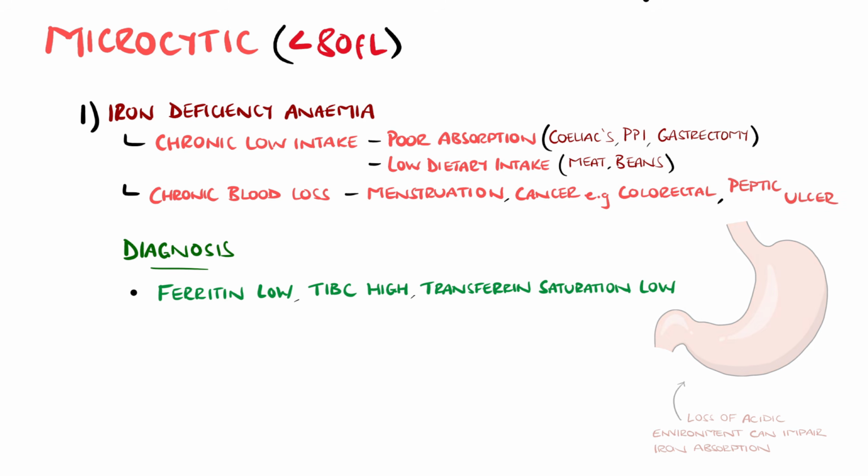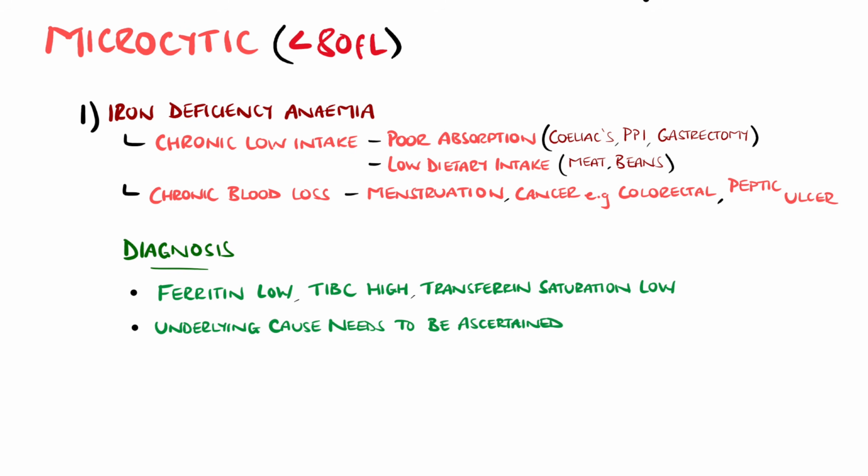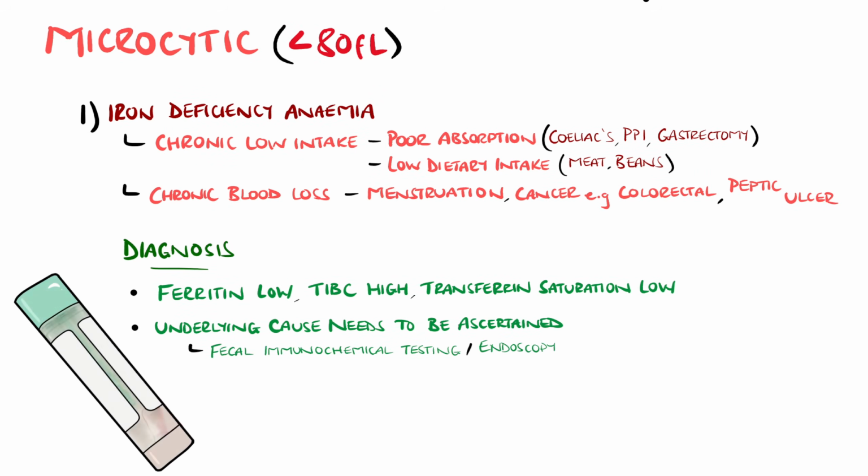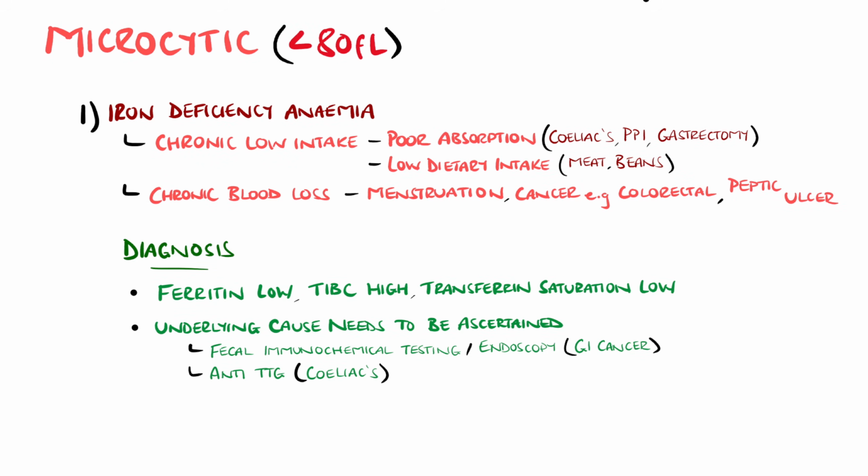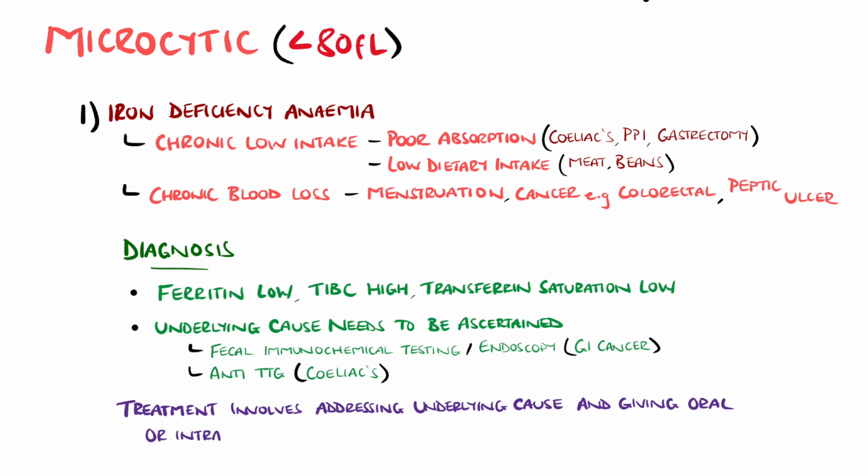Remember that iron deficiency is not a diagnosis, and a cause should be found. For example, via fecal immunochemical testing or endoscopy looking for GI cancers, or anti-tissue transglutaminase (TTG) antibodies looking for celiac disease. Treatment is then based on the underlying cause and often features provision of iron either orally or intravenously.